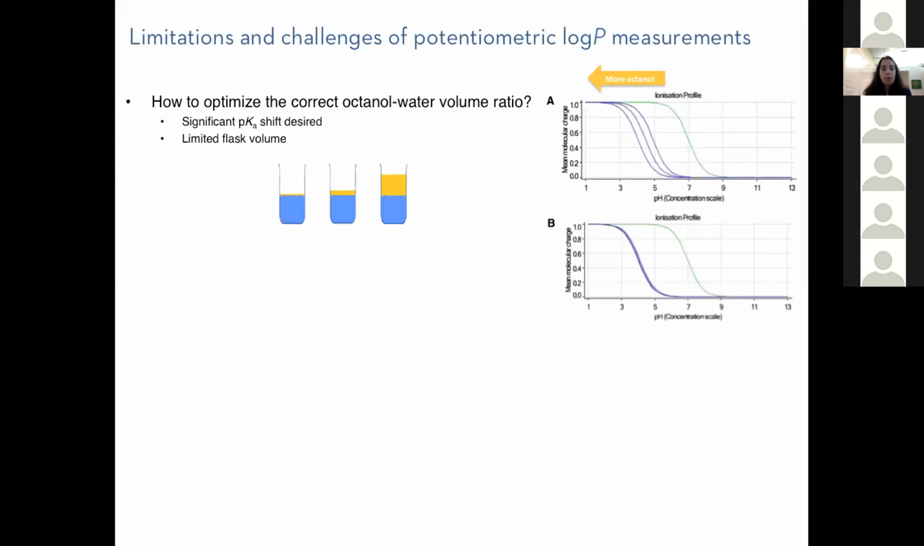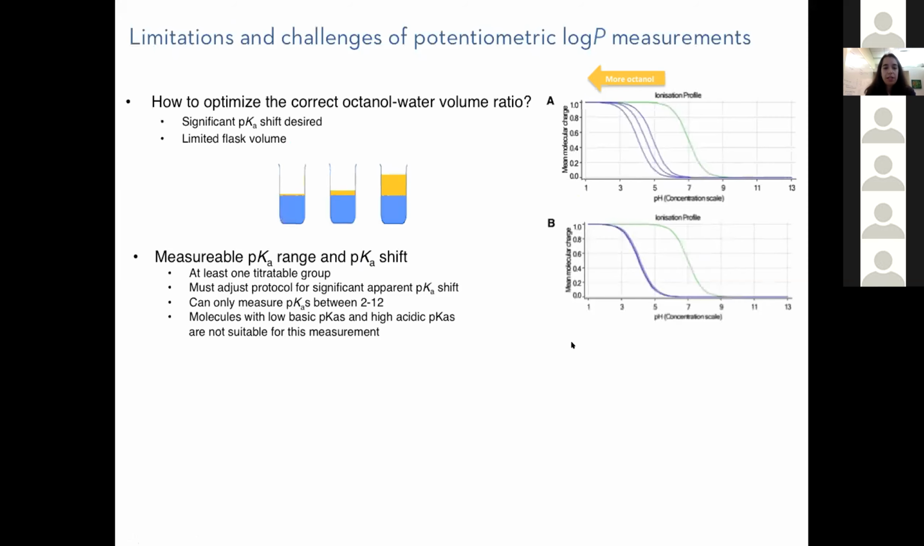So how to optimize the octanol water volume ratio? The more octanol you have, the more you will have a pKa shift, which is desired because you want to be able to resolve the apparent pKa points. So if you add less and the points are too close, you won't be able to measure it. But there's a limited flask volume, and how much pKa shift response you will get is also determined by the logP of the compound.